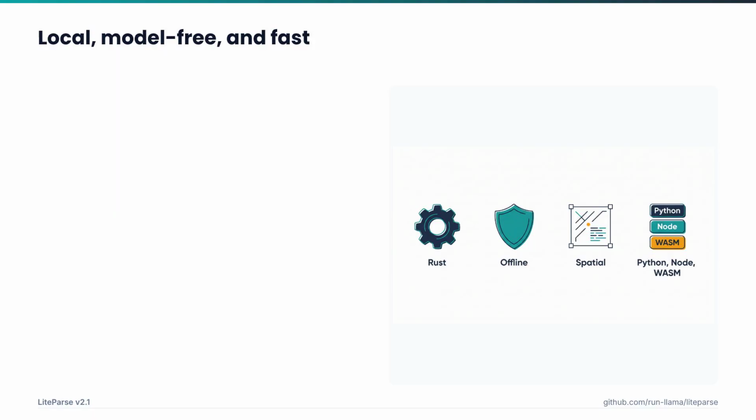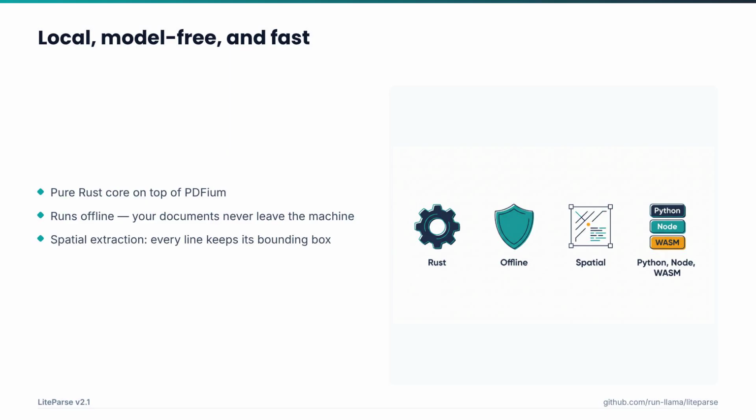Because the engine is native Rust built on PDFium, it is small and very fast. It runs fully offline, so your documents never leave the machine. For every piece of text, it also keeps the bounding box, the exact position on the page. And the same engine ships with bindings for Python, Node, and even the browser through WebAssembly.